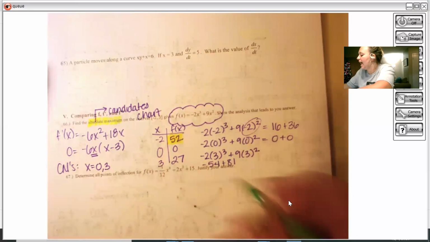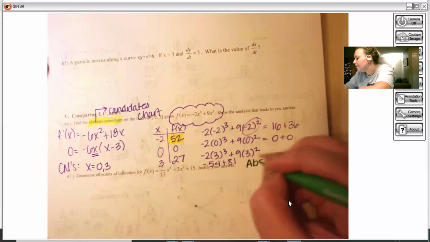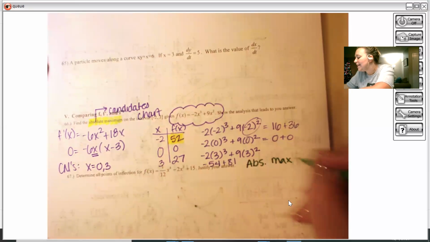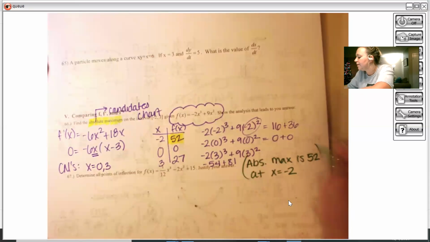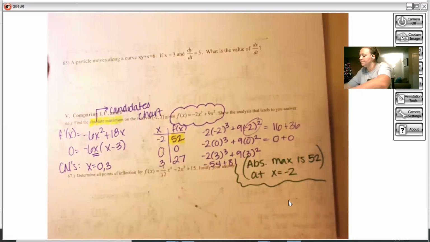So you would say the absolute max is 52. It occurs at x equals -2.